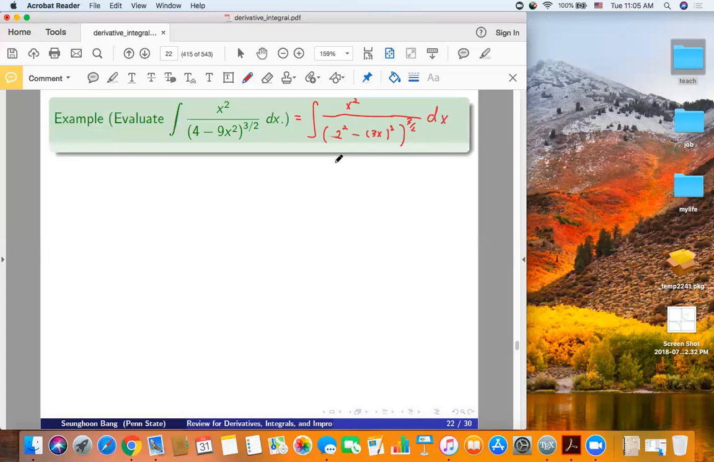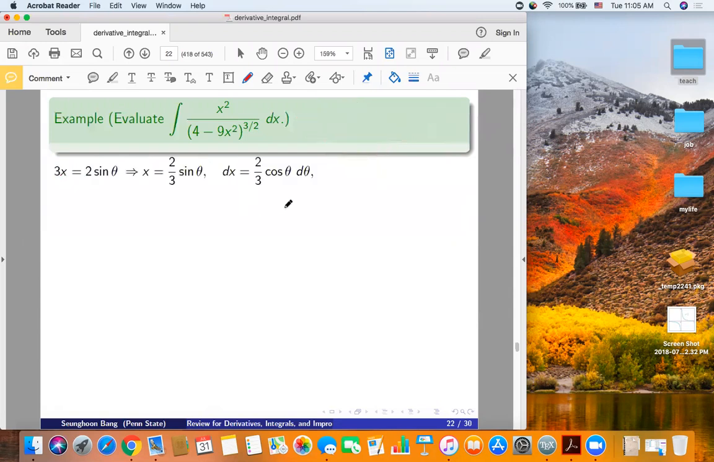So this is the constant square minus function square. In this case, 3x is 2 times sine theta. Divided by 3, x equals 2/3 sine theta. Do you get it? This is the idea. So dx is the derivative of 2/3 sine theta, which is 2/3 cosine theta d theta. So we can use the identity: 1 minus sine square theta equals cosine square of theta.